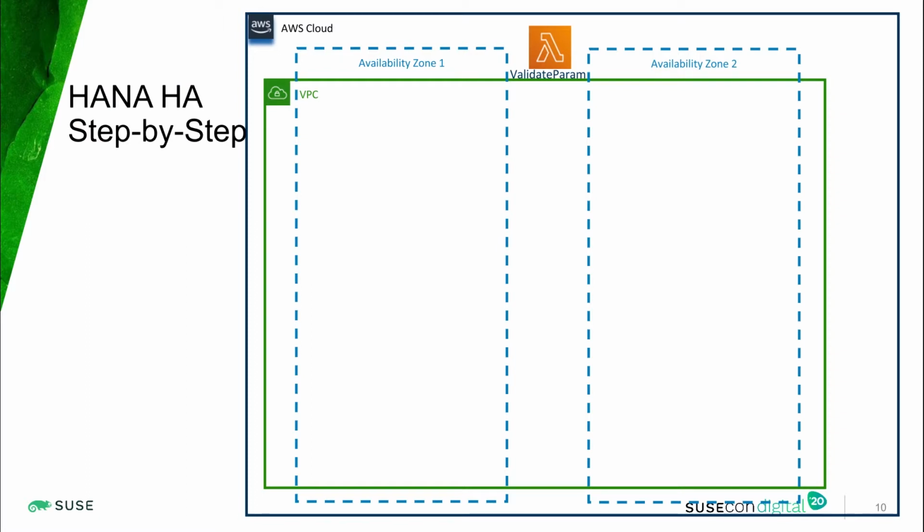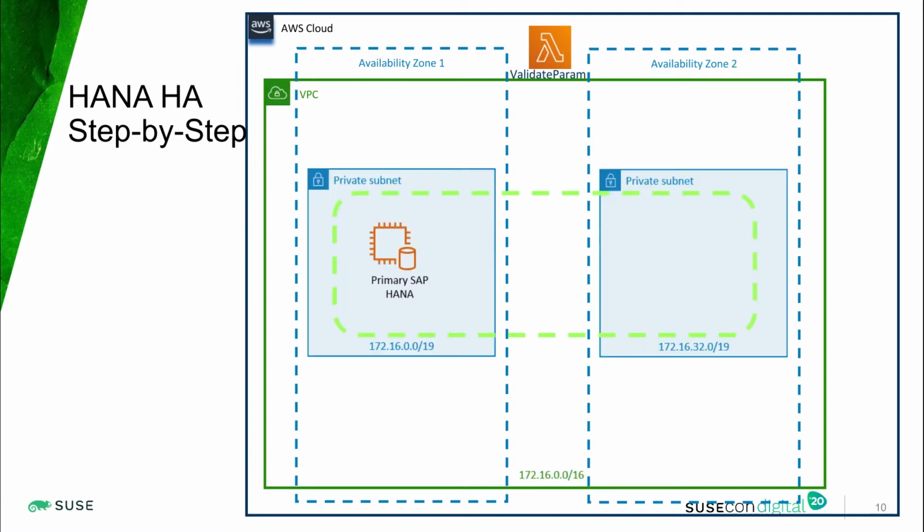Going through the quick start components, we have the validate param lambda function, which validates the parameters for the primary SAP HANA database. The lambda function will do the same for the secondary SAP HANA database.